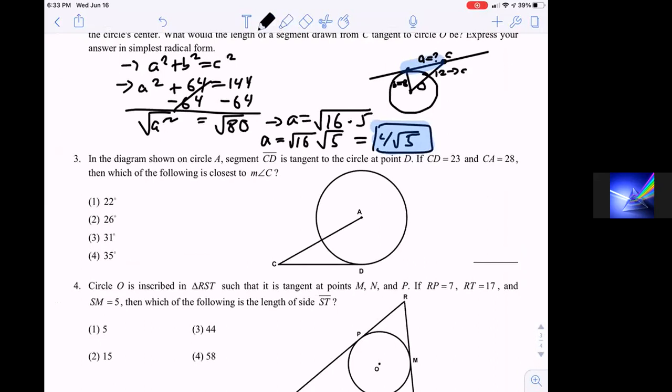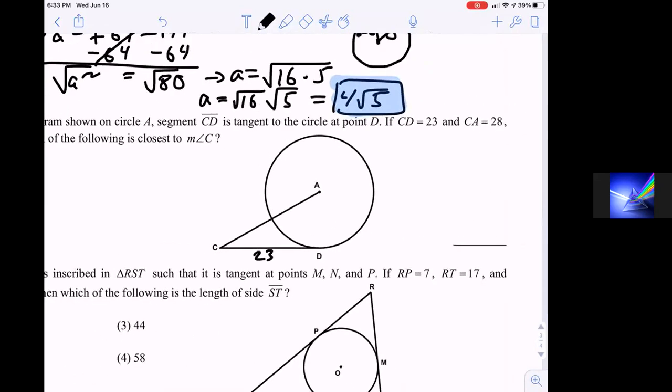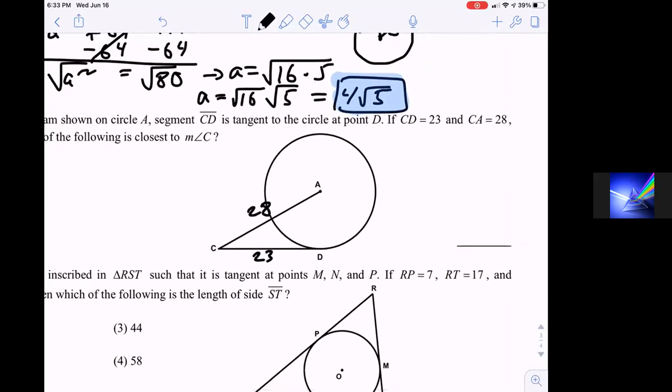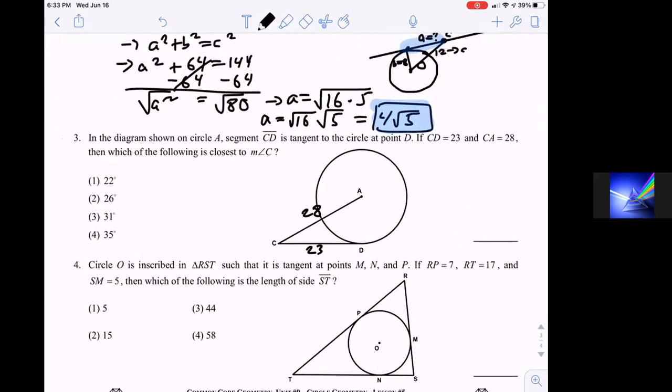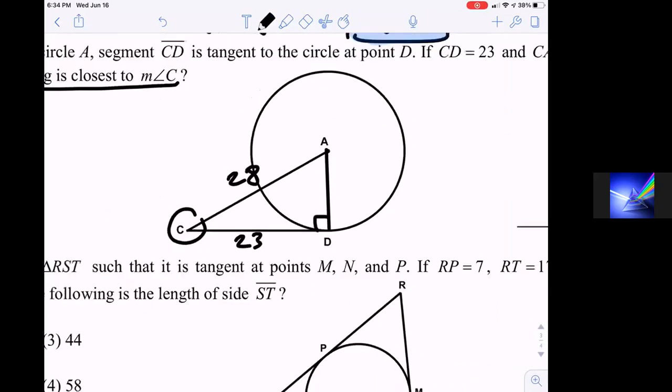In question 3, shown on circle A, segment CD is tangent to the circle at point D. If CD is 23 and CA is 28, what is the closest measurement of angle C? So you can see a triangle that's formed here by the radius making the other side of the triangle, and it's a right triangle. So angle C is right here.